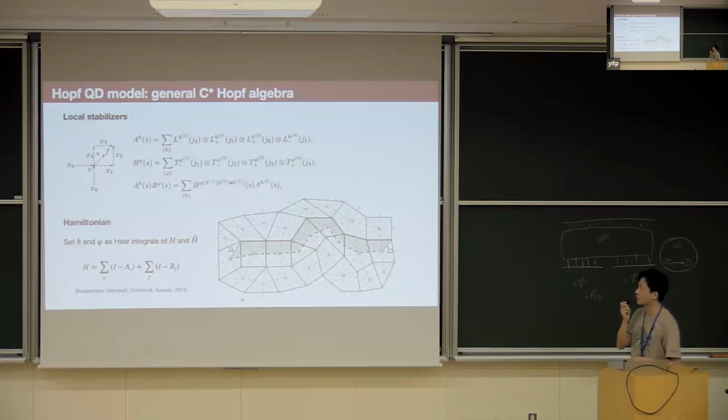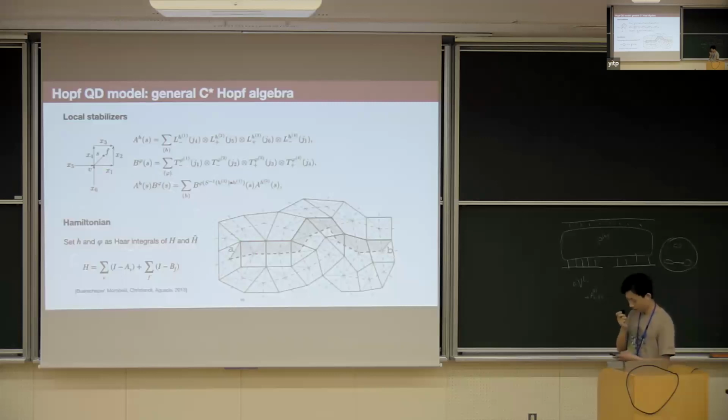These 6 edges are just the Hopf algebra tensor product 6 times, and for this whole Hilbert space, we know that it supports the representation of the quantum double of this Hopf algebra. So this is a lattice model of the Hopf algebraic quantum double model, and this is basically the Hamiltonian.